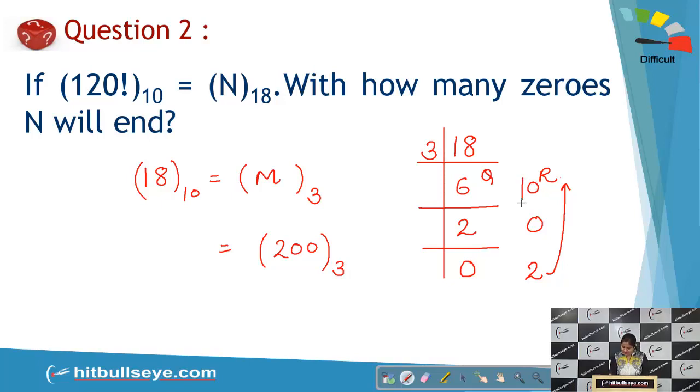As you can see, if we are getting a remainder of 0 2 times, it means 18 is divisible by 3 twice. As you can see, 18 can be written as 2 into 3 square. It means there are 2 3's present in 18. That's why this is divisible by 3 twice. So simply we can judge that what is the highest power of 3 in 18? That is 2. That's why it will be divisible by 3 twice. So simply we can say answer will be 2 in this case. So let us move to our original question.